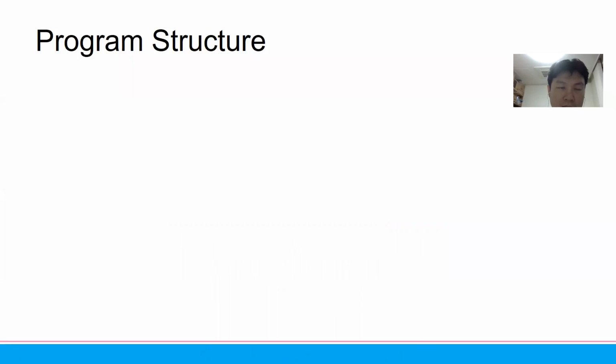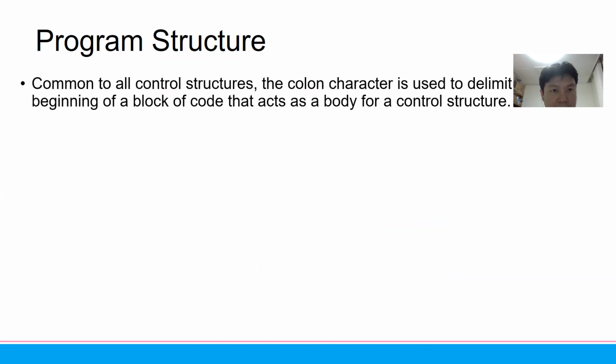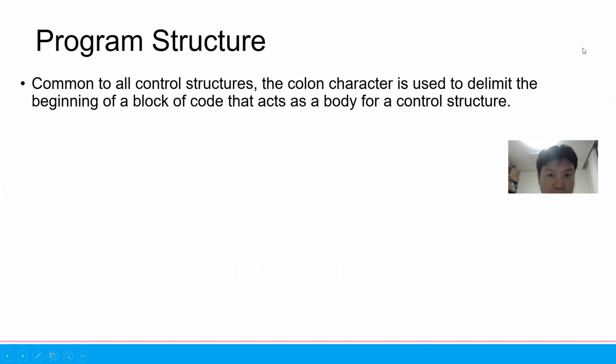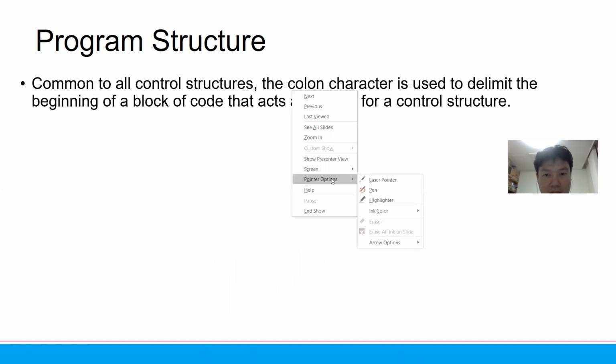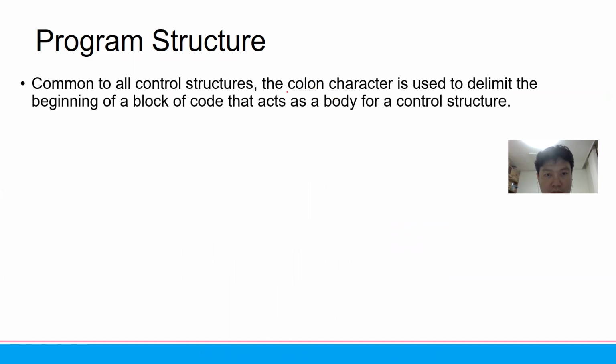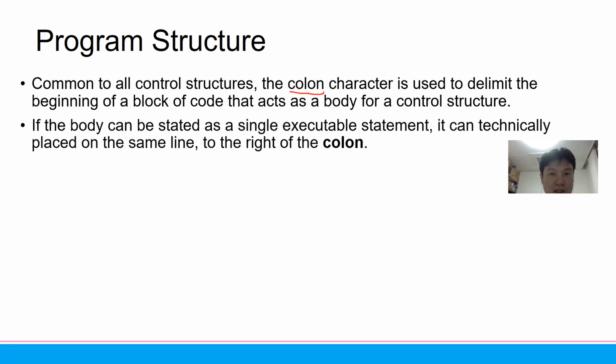Let's see. Program structure: common to all control structures, the colon character is used to delimit the beginning of a block of code that acts as the body for a control structure. The key point here is the colon. In Python, it is important to understand the colon, because when you work with a control structure in Python, everything should end with a colon. And if the body can be stated as a single executable statement, it can technically be placed on the same line, to the right of the colon.